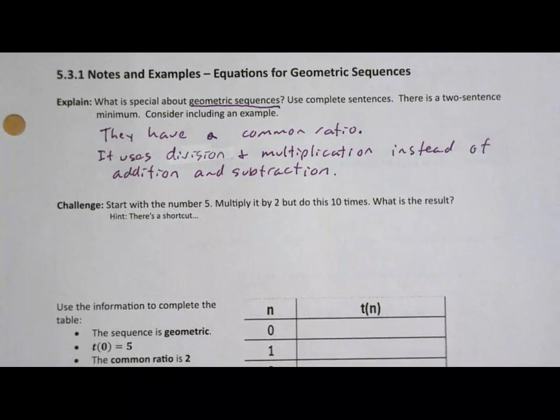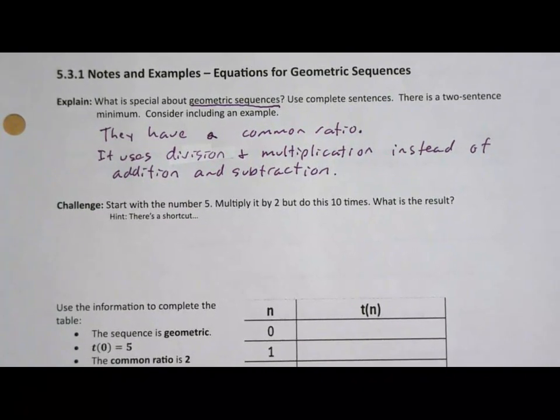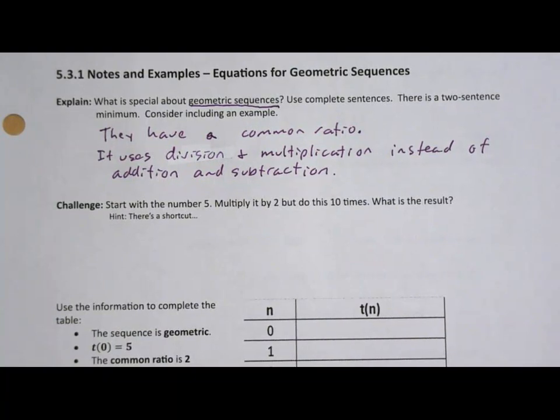Did anybody write an example down? Did anybody come up with an example? No examples? There's one right below, yeah.